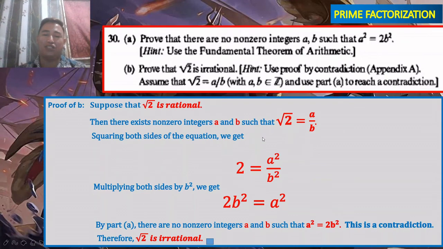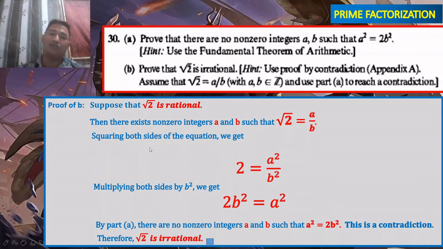Squaring both sides of the equation, we get 2, since square root of 2 squared is just 2, is equal to A squared over B squared. Multiplying both sides by B squared, we get, the B squared cancels, so A squared is left. So 2B squared is equal to A squared.